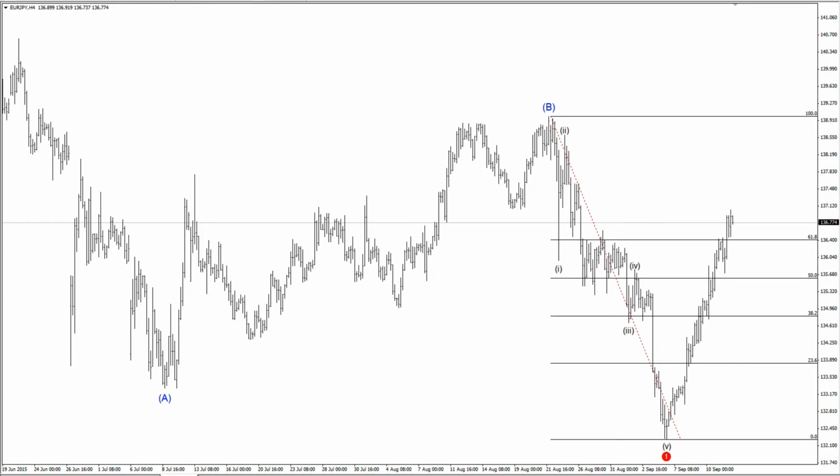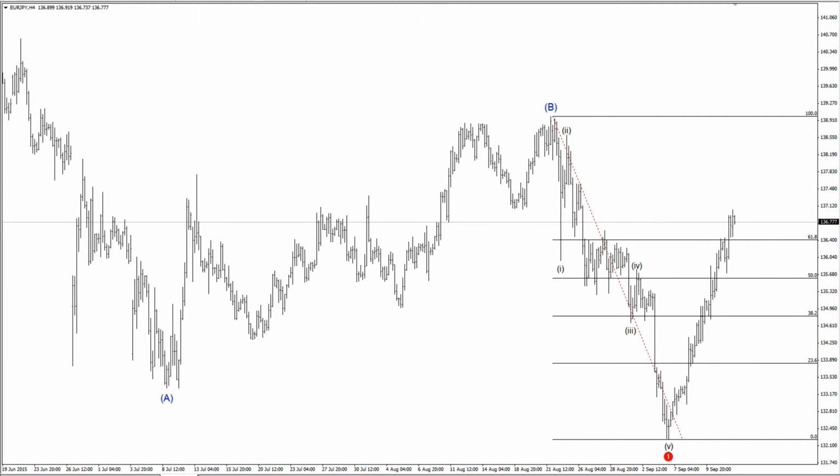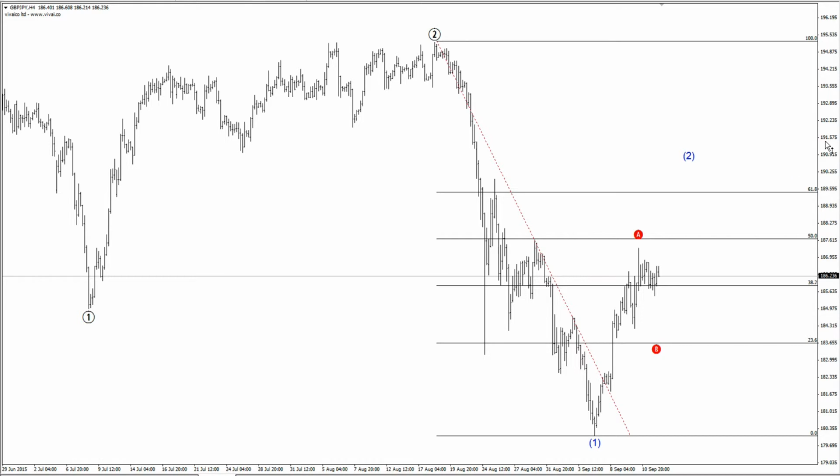Key levels on Euro Yen are that 137 is the immediate resistance level on the upside, 134.4 is the downside support, and this is the 61.8% Fibonacci retracement level. Okay, next is Pound Yen.